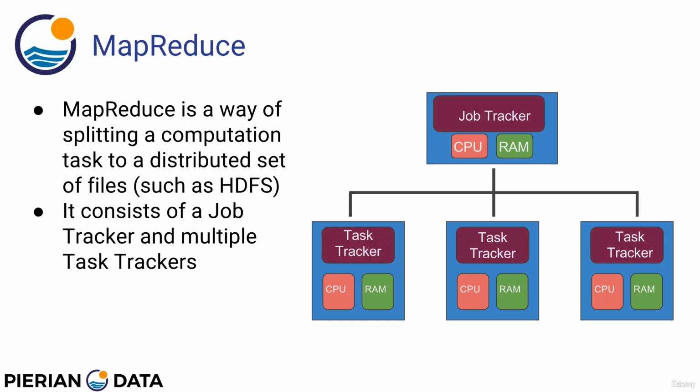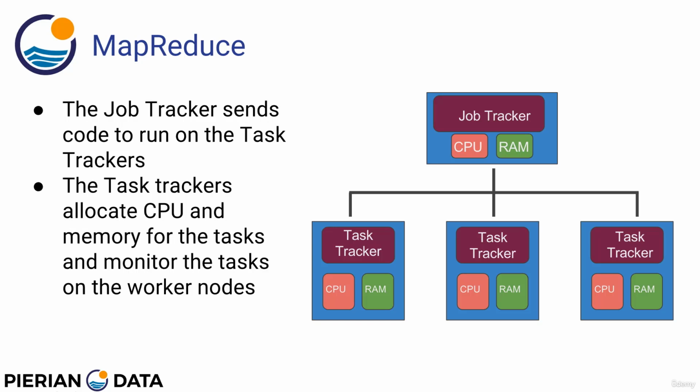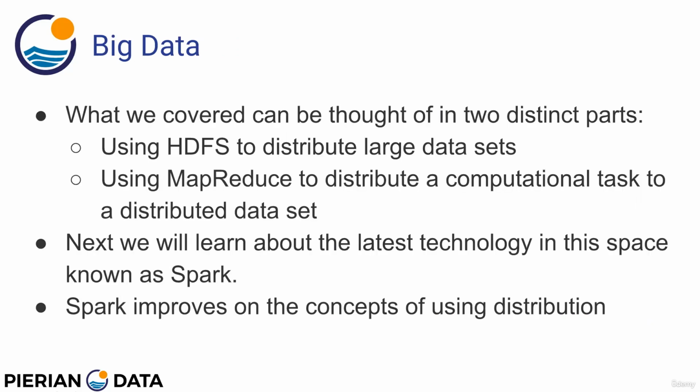Now let's talk about MapReduce. MapReduce is a way of splitting a computation task to a distributed set of files, such as HDFS. It consists of a job tracker and multiple task trackers. The job tracker sends code to run on the task trackers. Those task trackers allocate CPU and memory for the tasks and monitor the tasks on the worker nodes. What we covered can be thought of in 2 distinct parts: using HDFS to distribute large data sets, and then using MapReduce to distribute a computational task to a distributed data set.